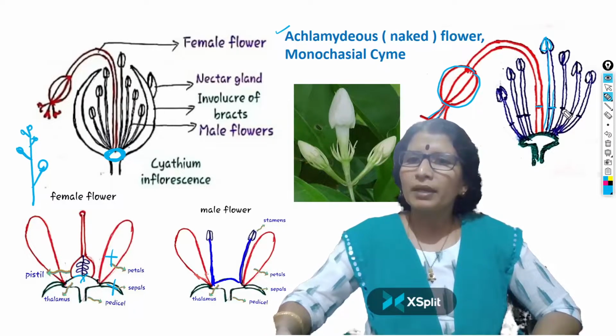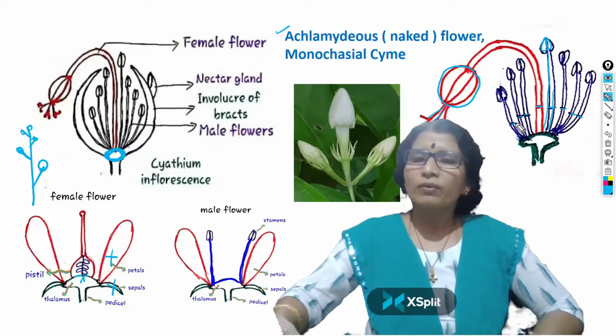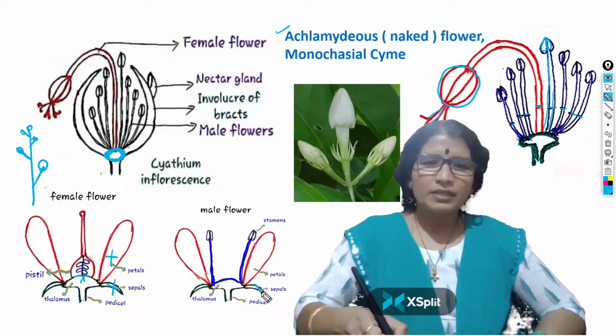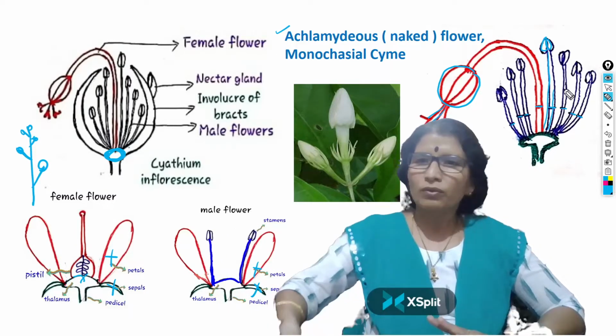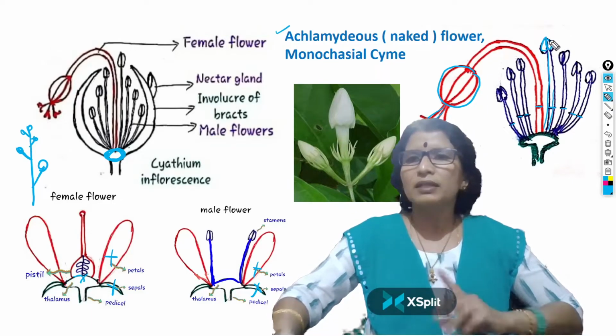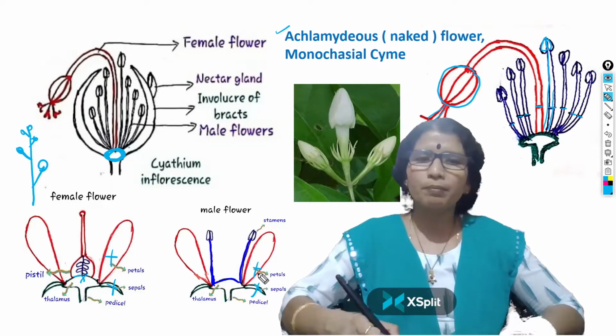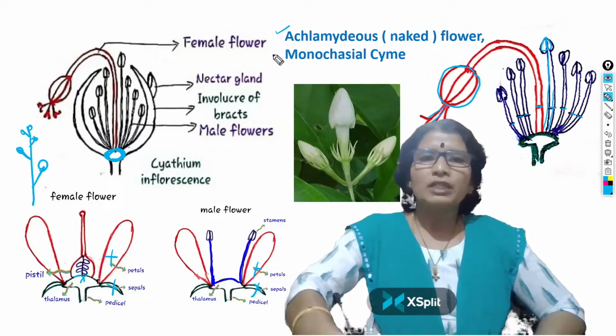On each filament, you can see one line like in the female flower. This line also indicates the reduced sepals and petals. So a male flower means a flower containing only male sex organs. So this is the male flower. It contains only one single stamen but doesn't have sepals and petals. And the male flower arrangement is monochasial cyme.